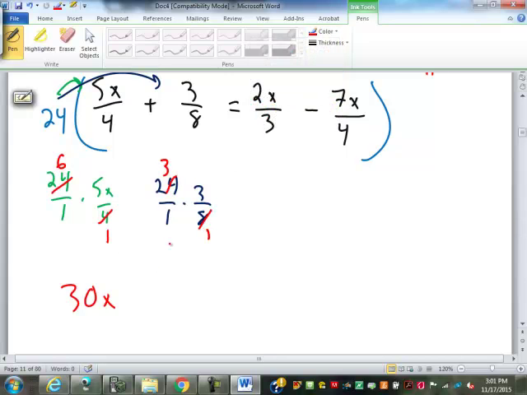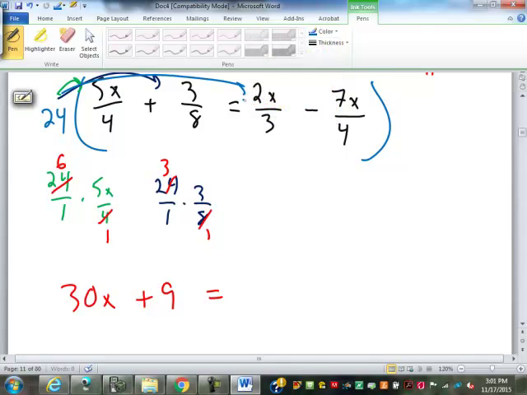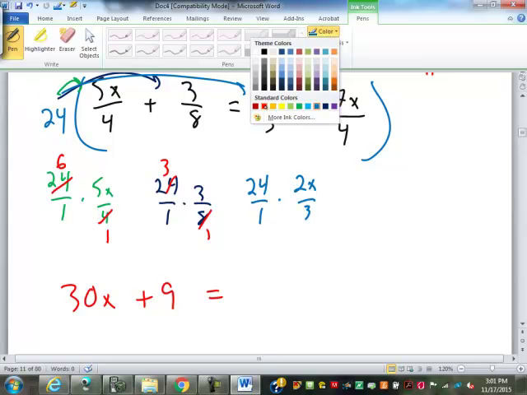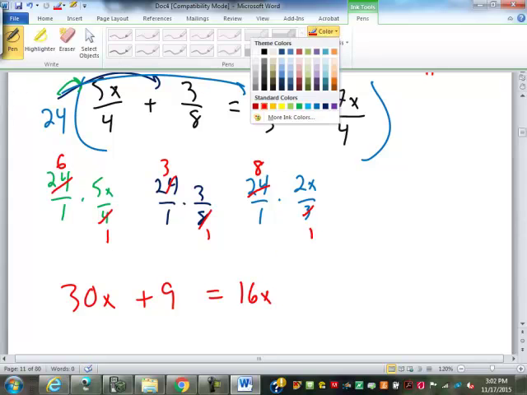1 and 3, so 3 times 3 is 9, so plus 9. We have to make sure we multiply both sides of the equation, so we have to keep multiplying over here. 24 times 2/3 x, so 24 over 1 times 2x over 3. 3 and 24 make 1 and 8, so 8 times 2x is 16x.